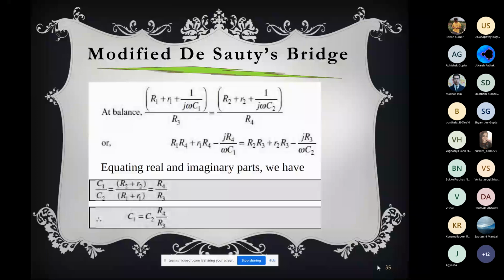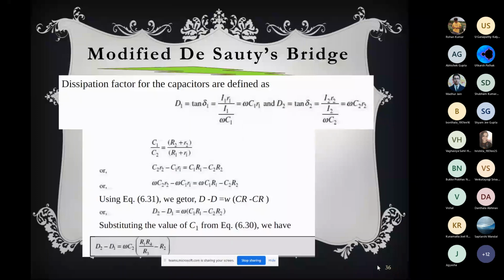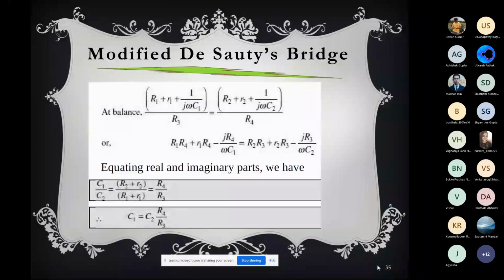So C1 will be equal to C2 into R4 by R3, and here you see that C1 by C2 equals (R2 plus small r2) by (R1 plus small r1) equals R4 by R3. So C1 will be equal to C2 into R4 by R3.